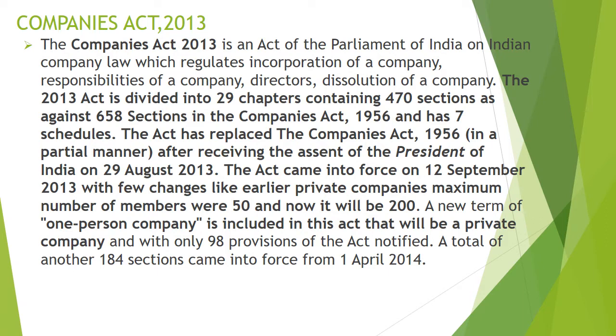The Companies Act 2013 is an act of Parliament which regulates the incorporation of a company, the responsibilities of a company, directors, and the dissolution of a company. The 2013 Act is divided into 29 chapters containing 470 sections, against 658 sections of the Companies Act 1956. The Act has replaced the Companies Act 1956. After getting the assent of the President, the Companies Act came into force.